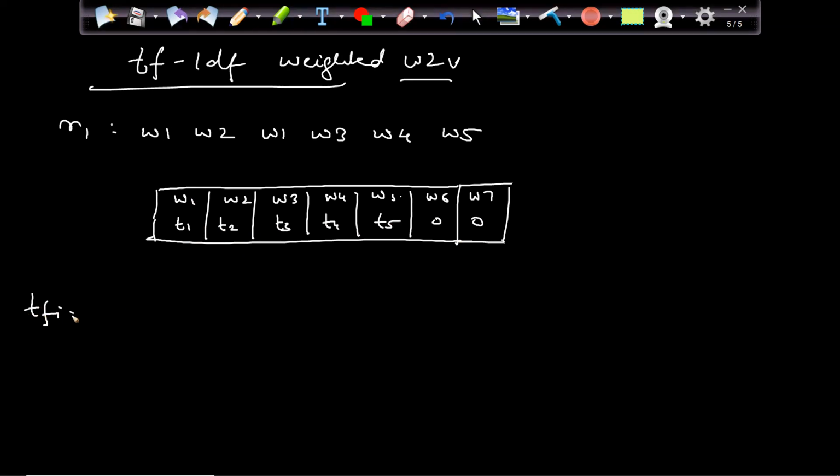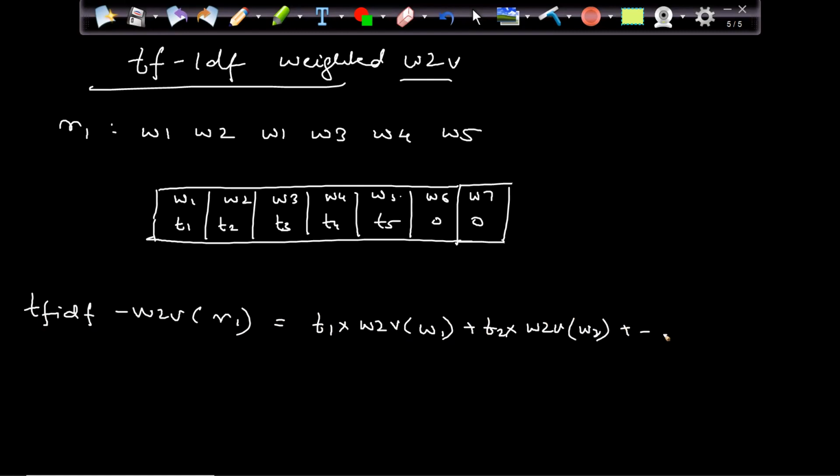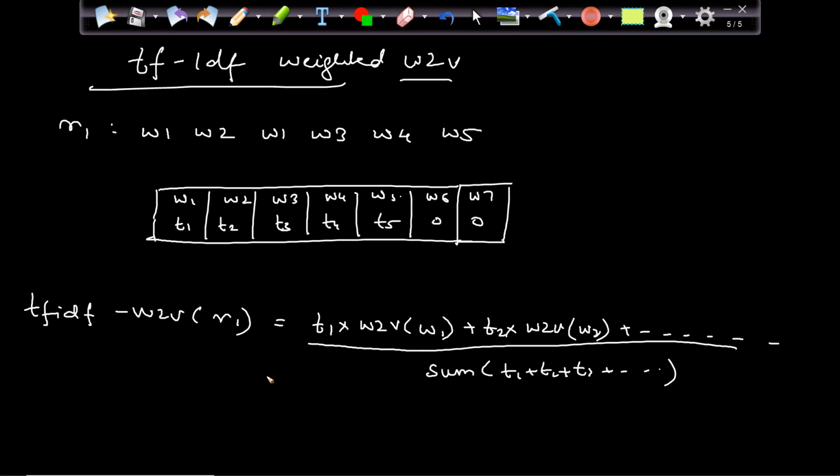So my TF-IDF word to vec of review 1 will be nothing but T1 multiplied by word to vec of W1 plus T2 multiplied by word to vec of W2 and so on up till W5, upon the sum of T1 plus T2 plus T3 plus up till T5. And this is nothing but my weighted average. So, TF-IDF weighted word to vec.